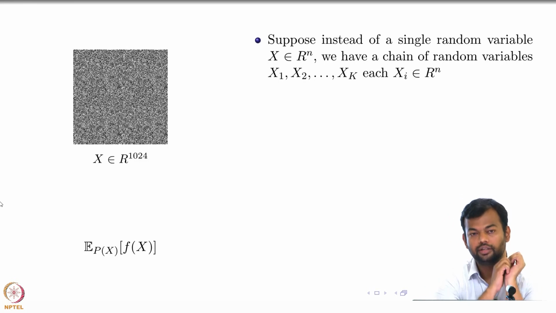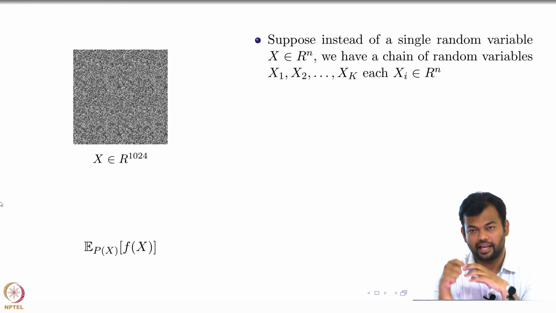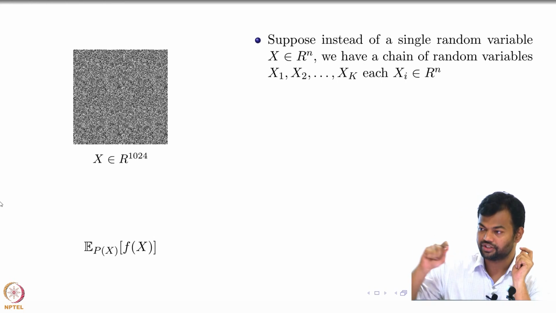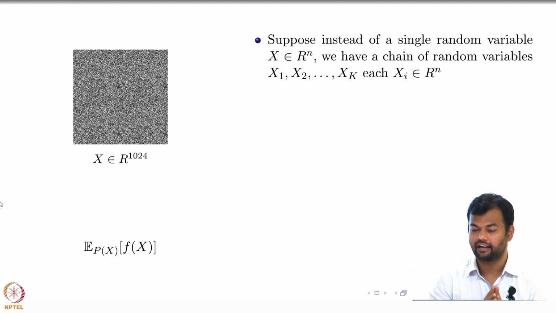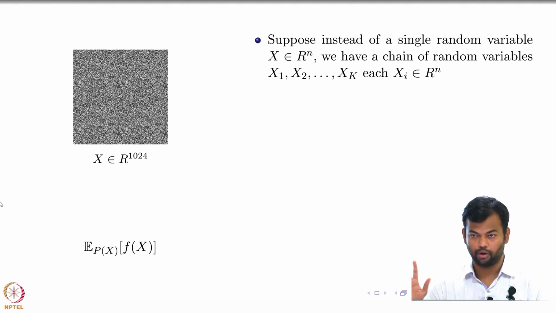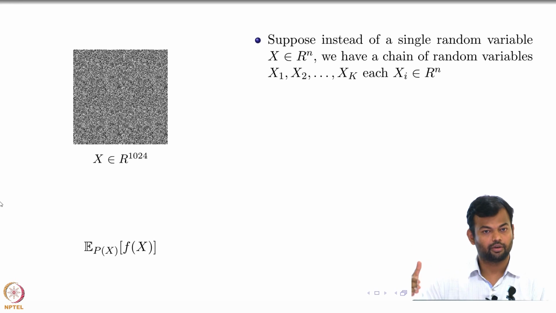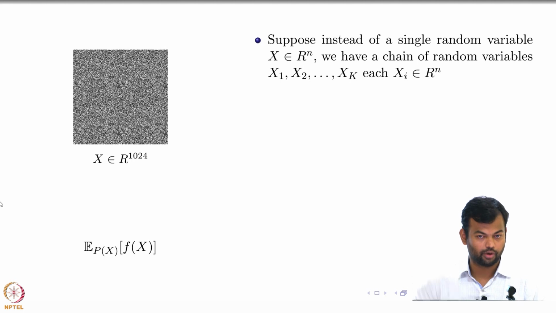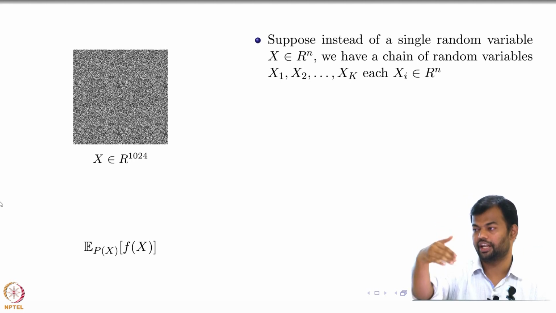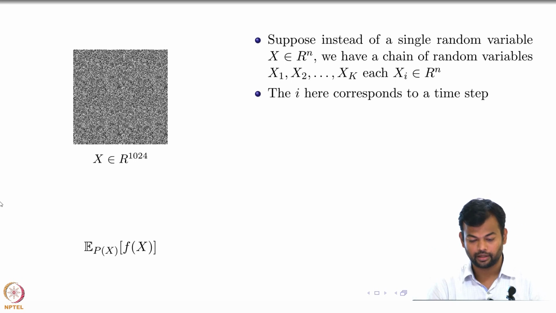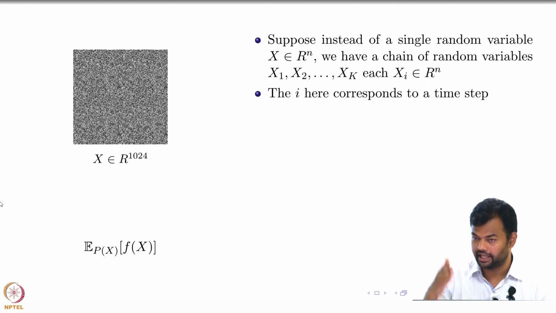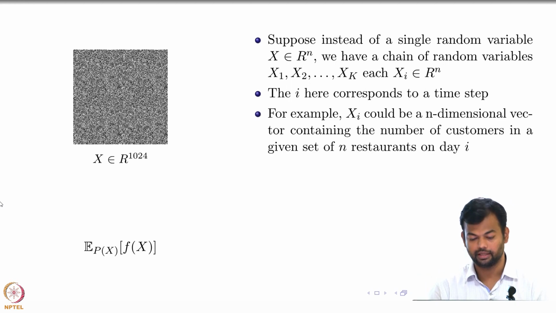So now instead of a single random variable, x belonging to Rn, suppose we have a chain of random variables. That means I have x1, x2, up to xk. Each of these xi's belongs to Rn. You could think of this as a friend sending us images on day 1, day 2, day 3, day 4, and so on. So on day 1, he has sent us one image, day 2 another image, and so on. So we're seeing this chain of random variables, and the i here corresponds to a time step. It's a discrete time step, day 1, day 2, and so on. It's not a continuous time step.